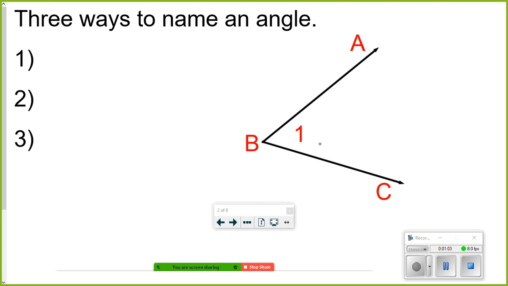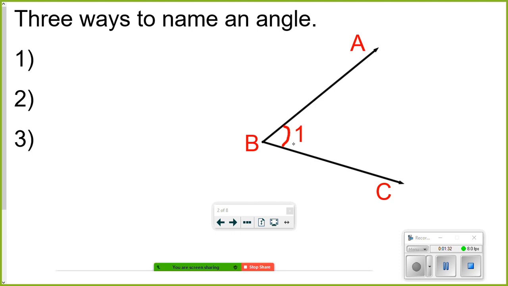So there are three different ways that we can name an angle. Anybody want to guess what one way is that I could name this angle? What I'm looking at here is this distance right here. It's not like right angles, acute angles, obtuse angles. It's different. So here's what I mean.